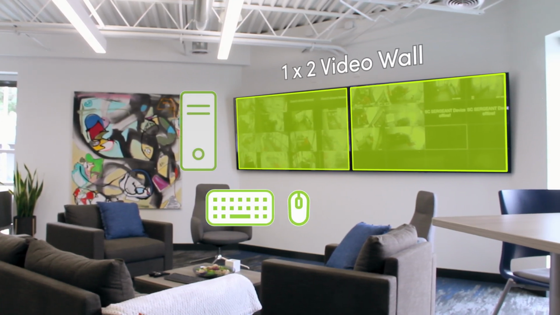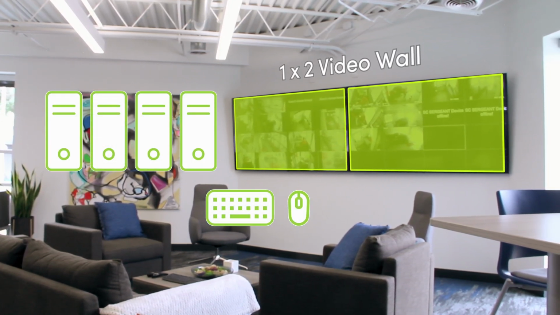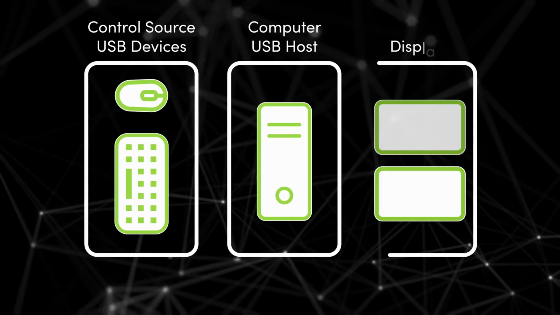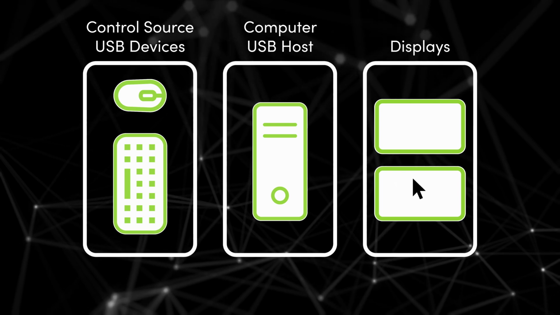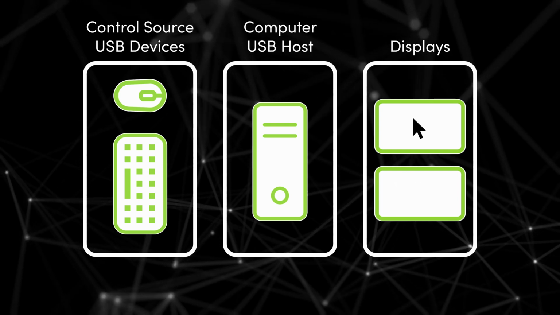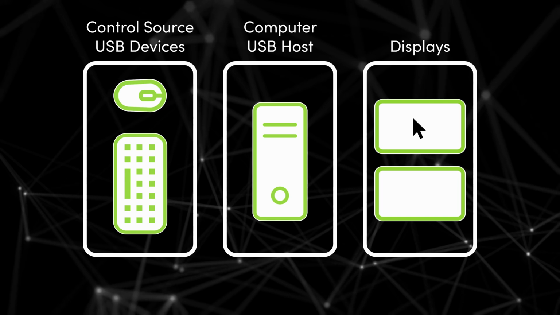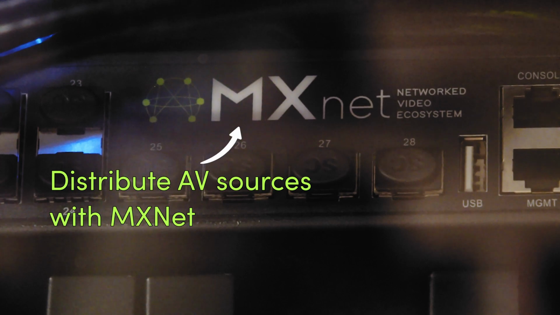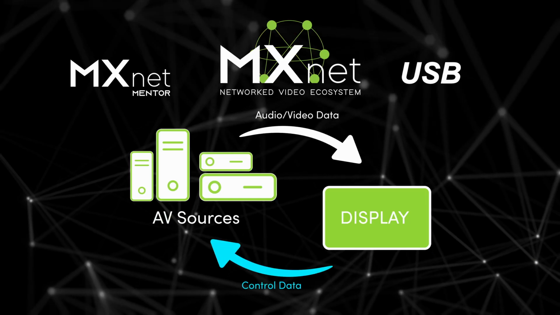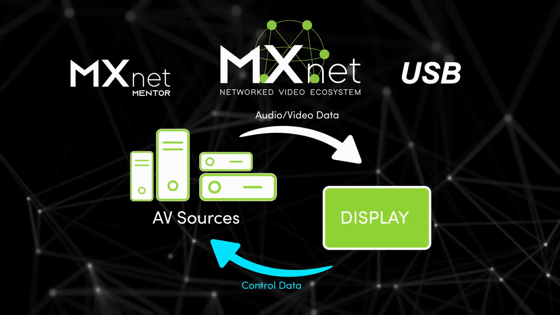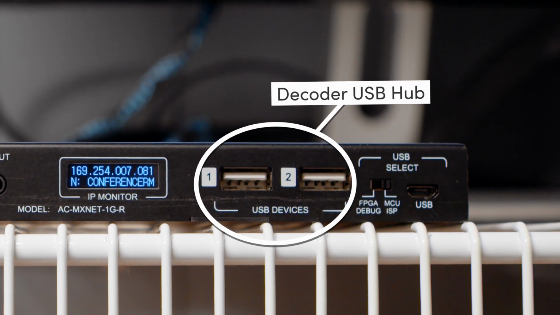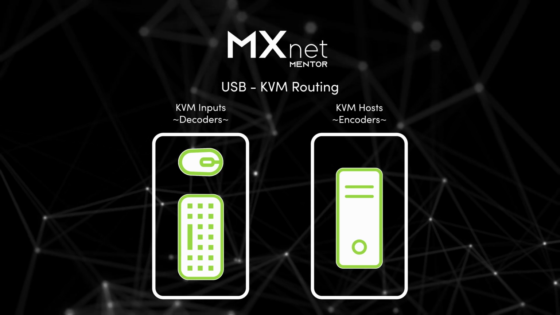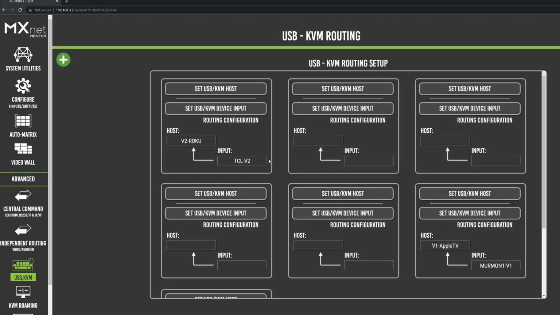So, how does a Silverstar employee use one mouse and keyboard for multiple computers and multiple displays at the same time? Usually, a mouse and keyboard can only control one computer, and computers manage the mouse between more than one monitor. MXnet distributes HDMI for high quality and low latency audio and video, but it can also distribute USB for remote source control options. Each decoder acts as a USB hub for USB devices, and each encoder acts as a USB host for the computer.